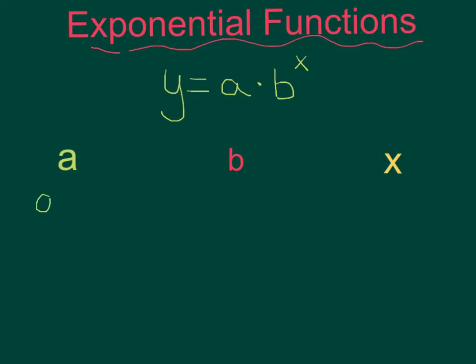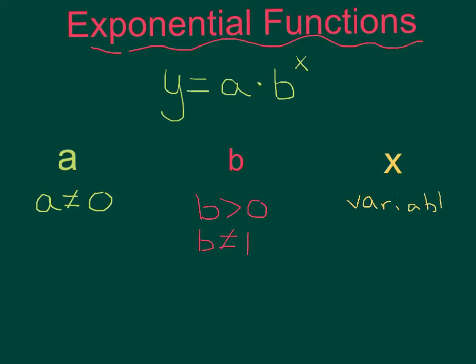A cannot be 0. B has to be greater than 0, so b cannot be a negative number. And also, b cannot equal the number 1. So any number between 0 and 1, and any number greater than 1. And then the variable x is just your variable.